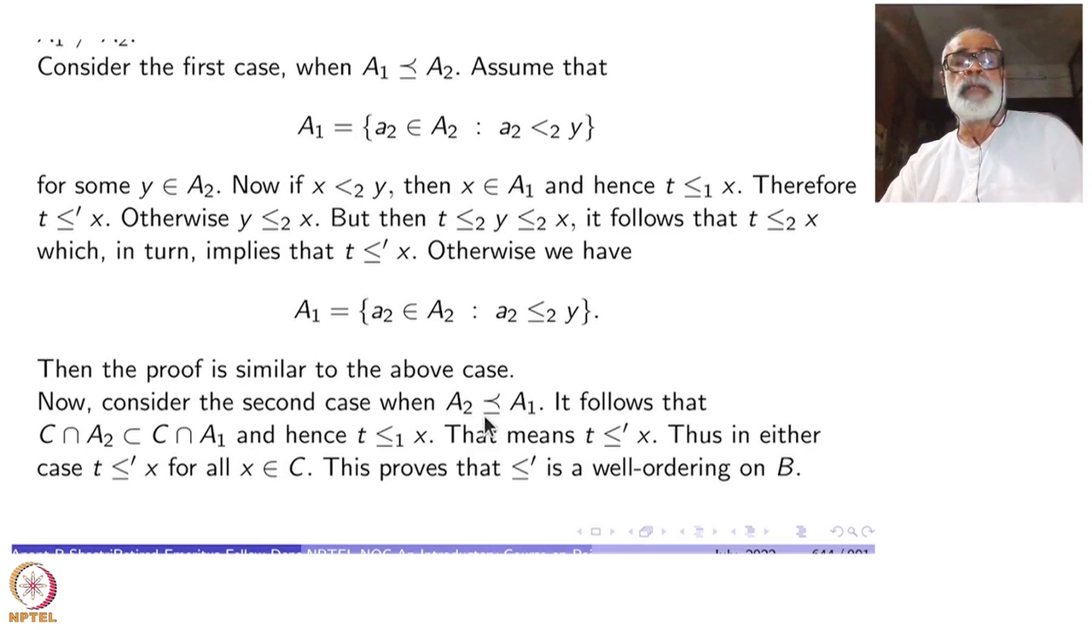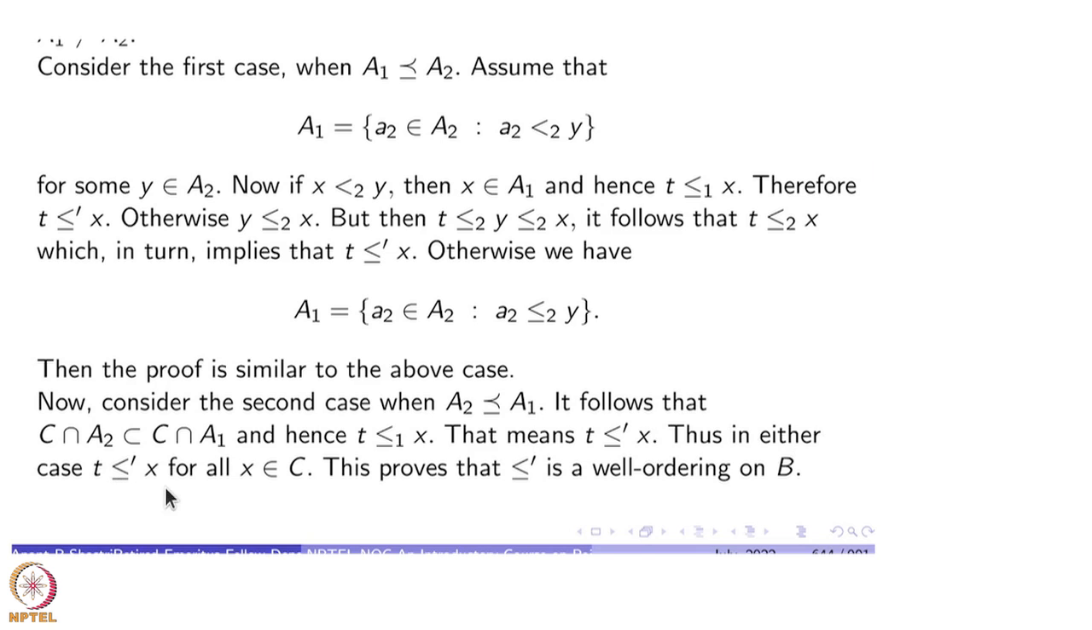Now the second case is the other way around: A2 precedes A1. Then it follows that C intersection A2 is a smaller subset than C intersection A1. It may be equal also, I don't care. Hence T will be less than or equal to this X also, because T is the smallest for all these elements. But again T is less than or equal to prime X. So in all these cases you have shown that T is less than or equal to prime X for all X inside C. There is no restriction to C intersection A1 now. So this means that B is well ordered.